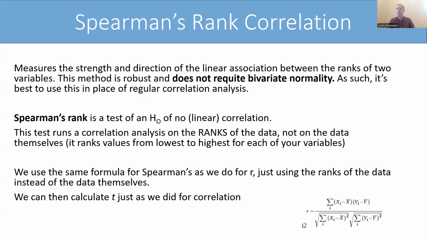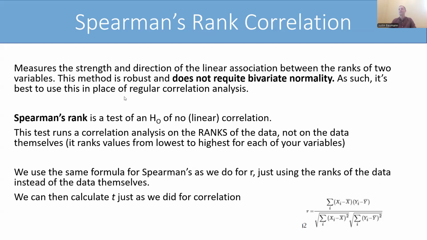You should also know, though, that there's two different ways to do correlation. One way involves doing correlation with the real numbers. But if we have bivariate normality, that works great. But if we don't have bivariate normality, we can standardize our values by doing something called Spearman's rank correlation. It again measures the strength and direction of a linear association between two variables, but it's robust and doesn't require bivariate normality. This is a little bit more complicated, but it's pretty simple still.